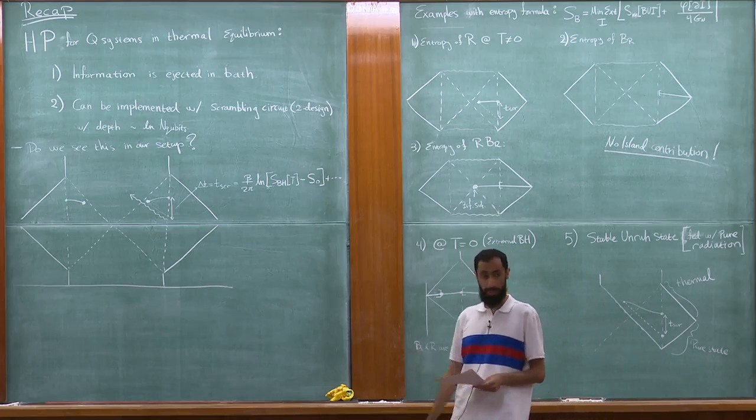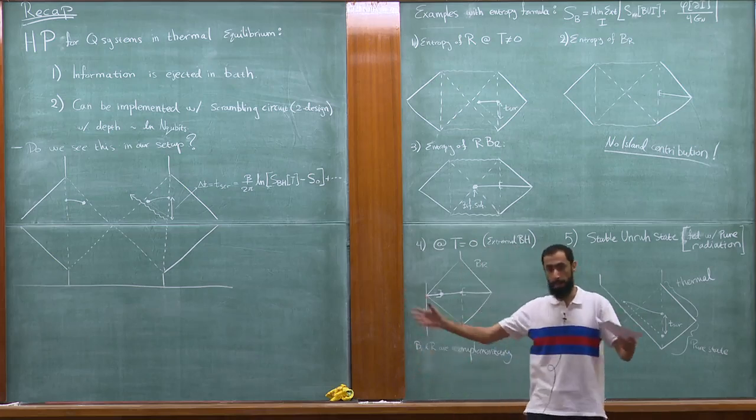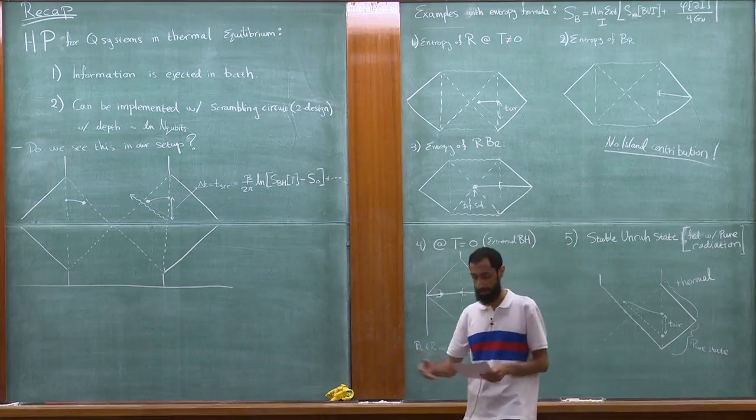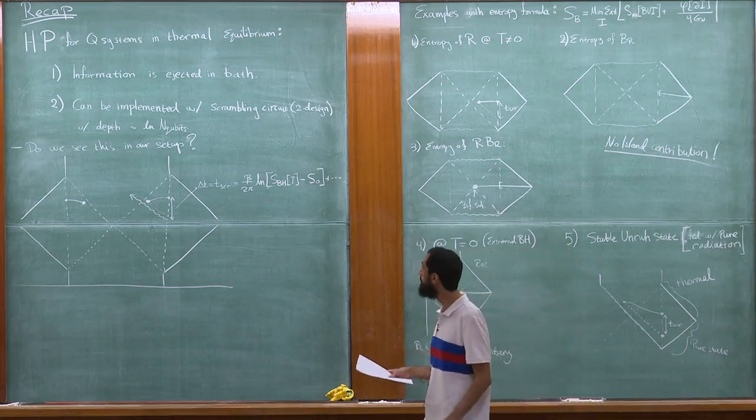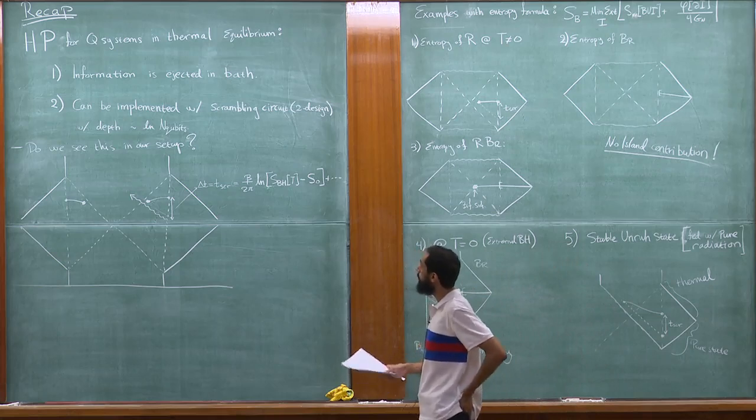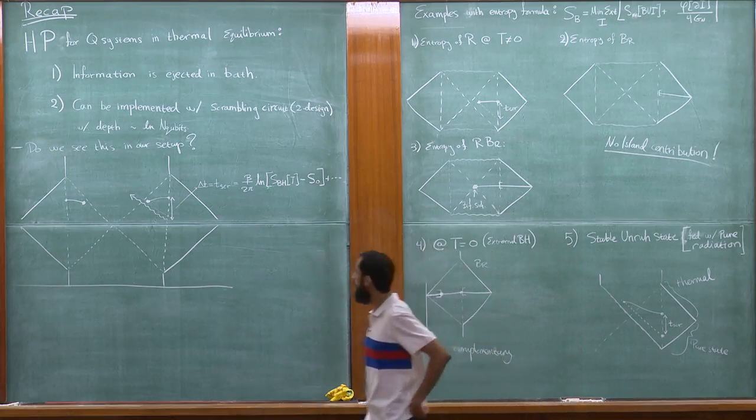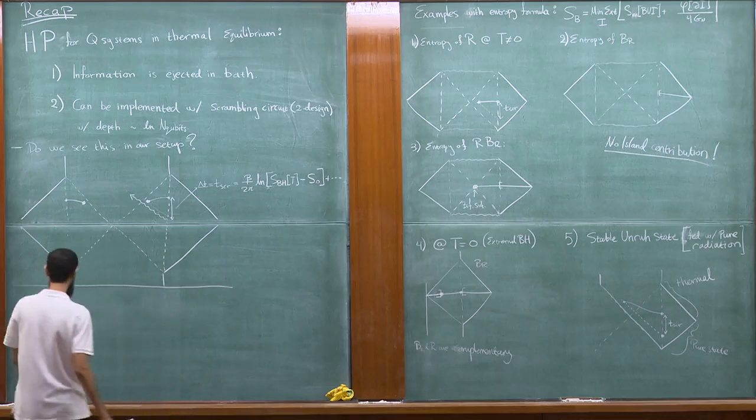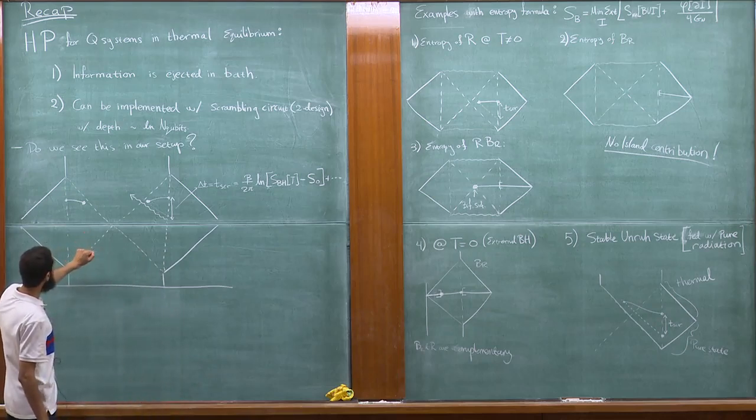For example, take the SYK model. You have n fermions, but you have 4 interactions at a time. So that was the motivation. And now the question is, do we see something like this in our setup? I didn't get a chance to talk about this last time. And the answer is yes.